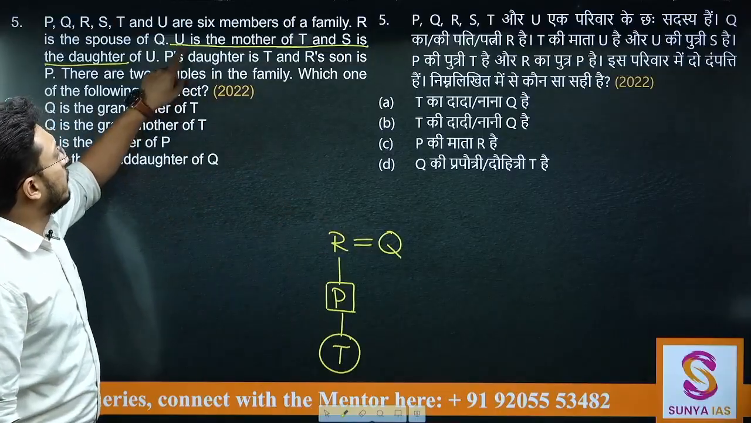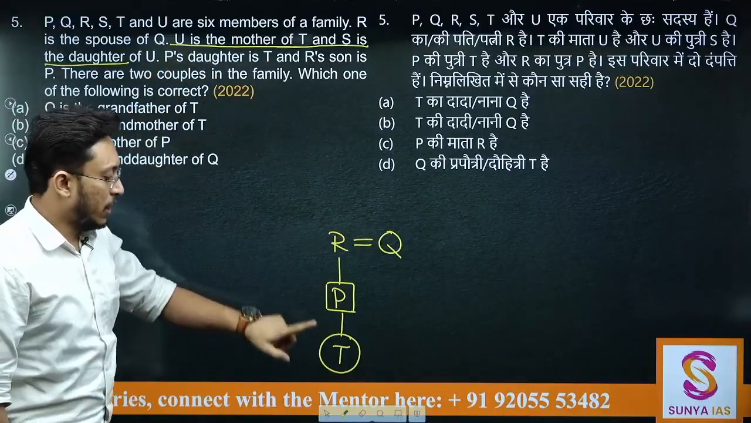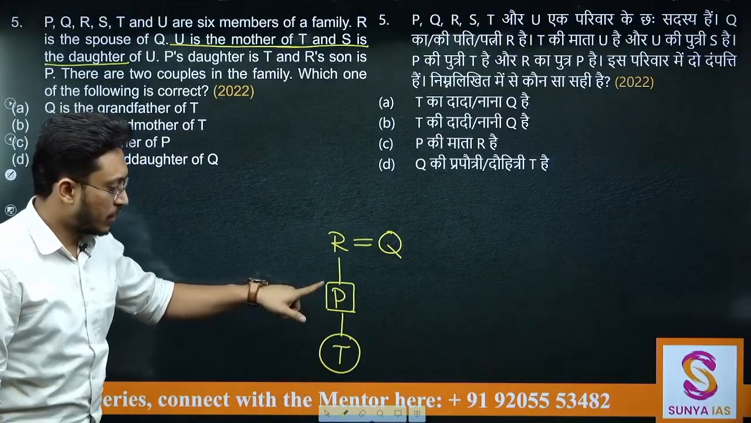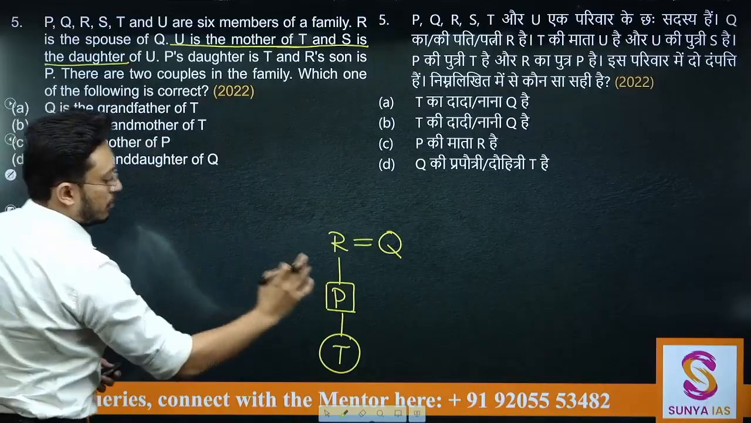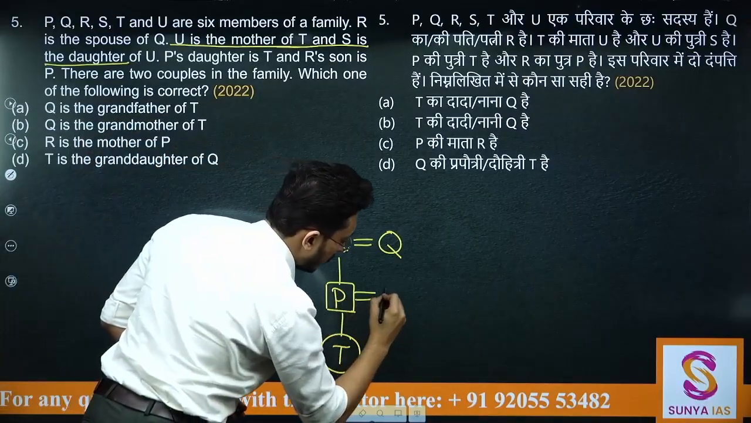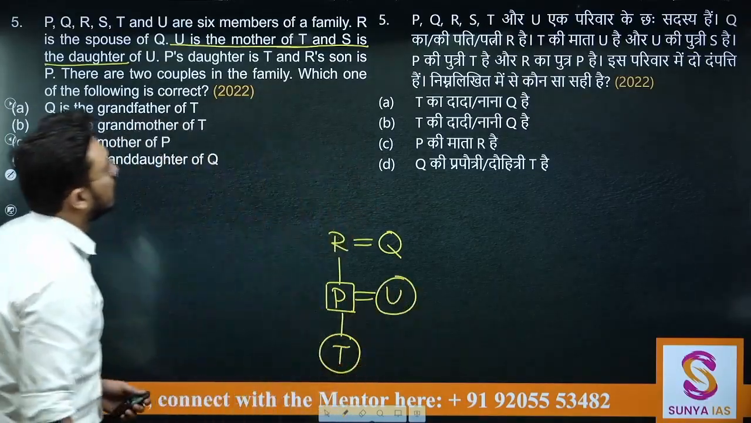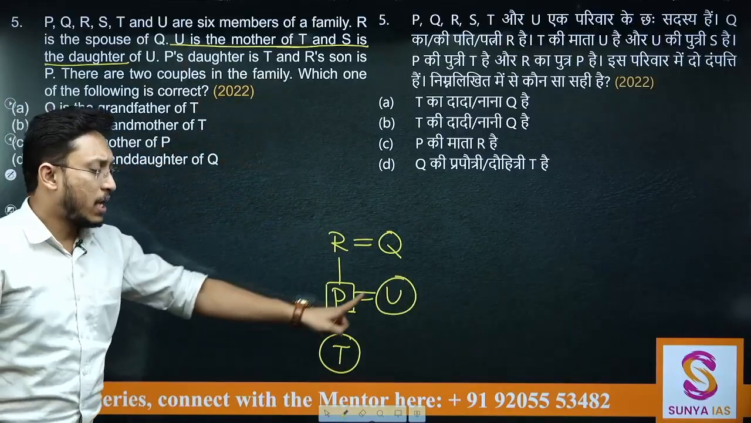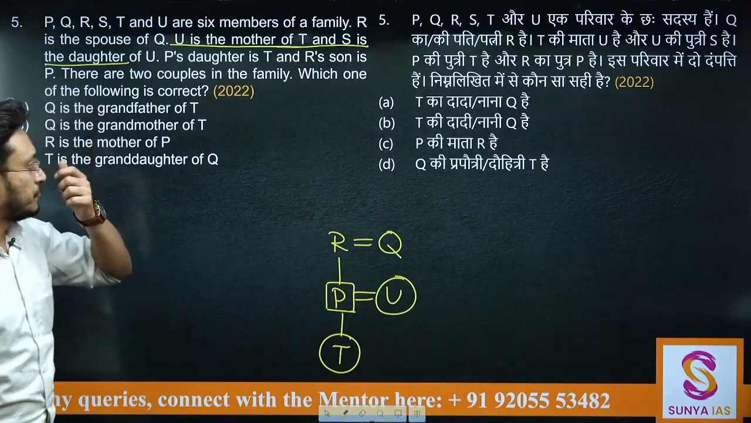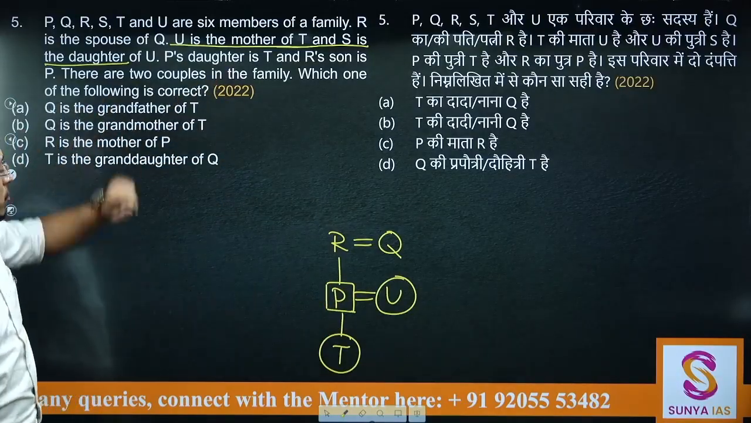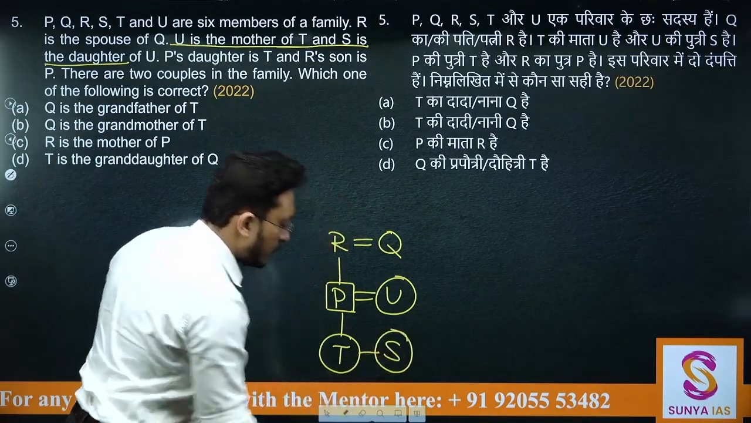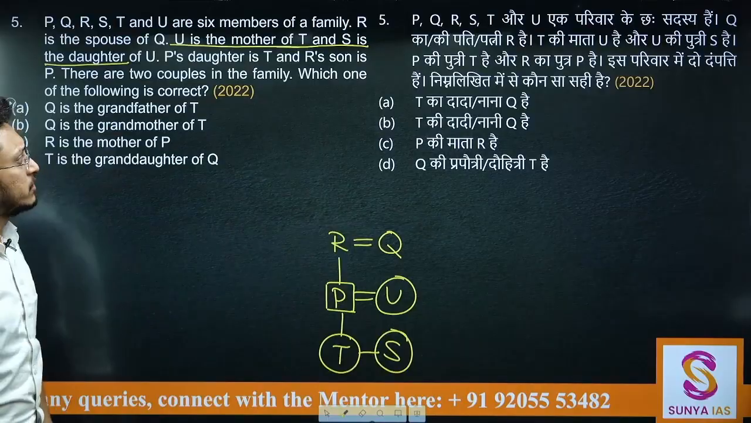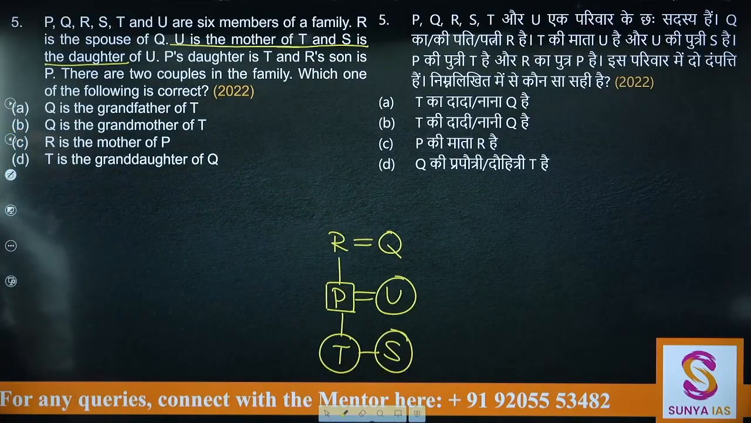The statement that we left was U is the mother of T. Now P was the son. R's son is P. So P was the son. Can I say that U, the mother of T, has to be married to P here? And S is the daughter of U. So S is the daughter of U means T and S are siblings here. This is what we know from this.